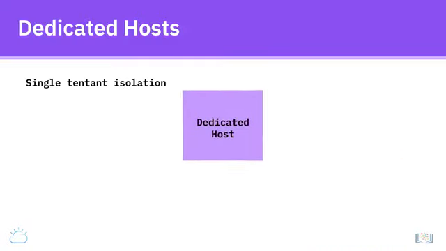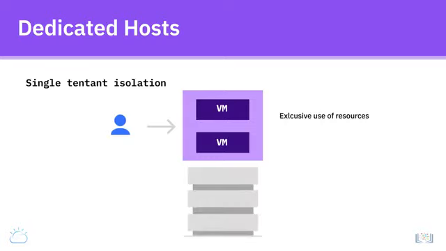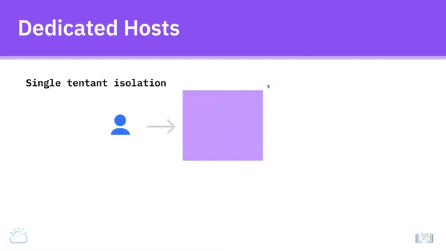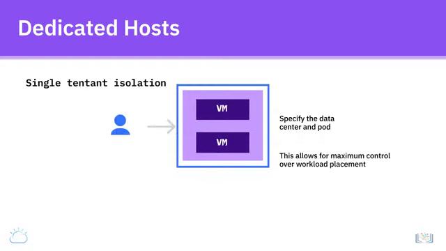Dedicated hosts offer single-tenant isolation. This means that only your VMs run on a given host, so they can make exclusive use of full capacity and resources of the underlying hardware. When provisioning a dedicated host, you need to specify the data center and pod in which you want your host placed. You then assign instances or virtual machines to a specific host. This allows for maximum control over workload placement. Dedicated hosts are typically used for meeting compliance and regulatory requirements or specific licensing terms.